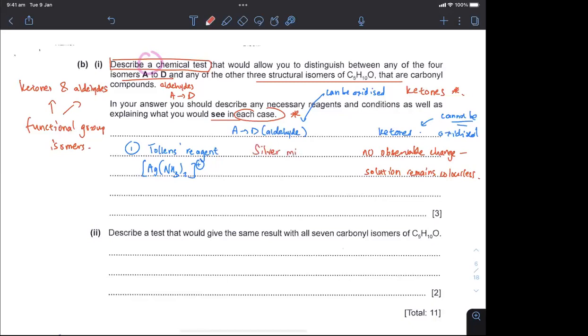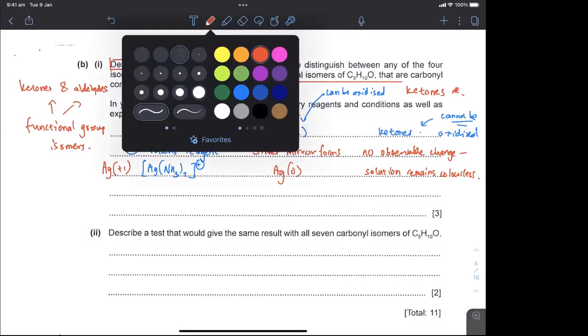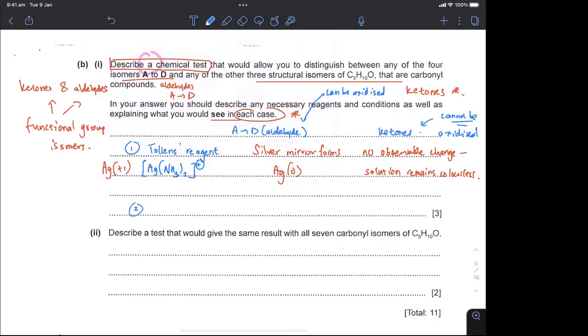So the silver mirror or silver precipitate is basically silver 0. So what has happened is silver plus 1 has been reduced. Why has silver plus 1 been reduced to silver 0? Because it has acted as oxidizing agent. Why? Because aldehyde can be oxidized by Tollens and also by Fehlings, but ketone cannot be oxidized further. They are asking only for one test, but I could also have used a Fehlings reagent.